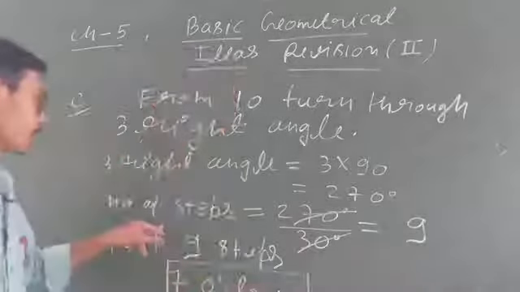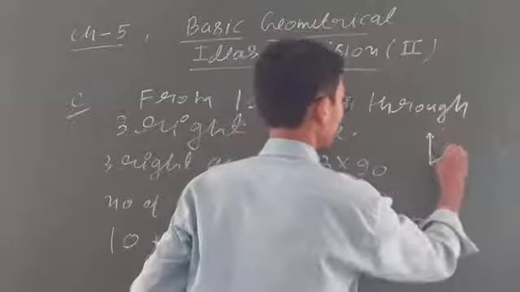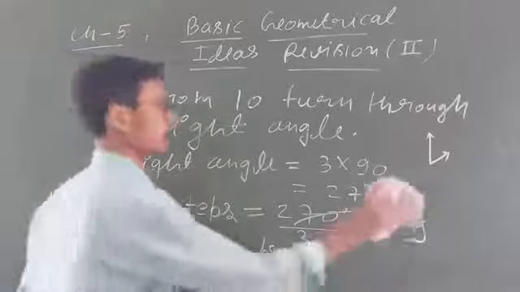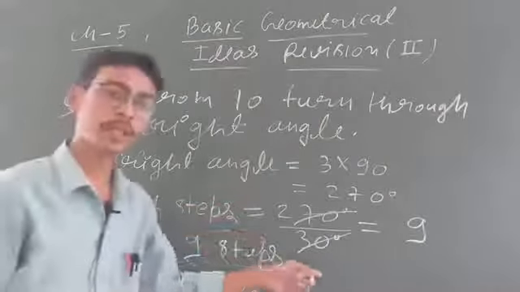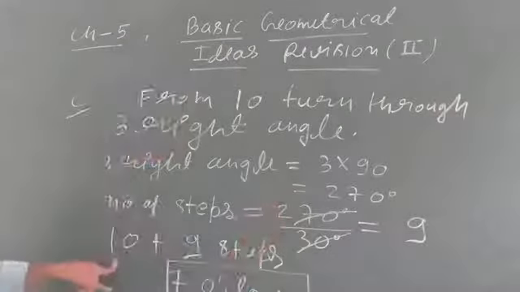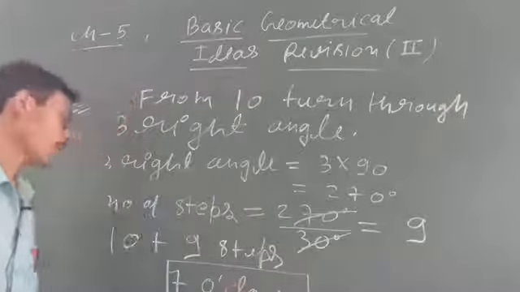Now you have to find the number of steps. I explained in minute and in hour, at every step there is an angle of 30 degrees. Yesterday I explained by making a clock. So number of steps equals 270 upon 30. Sorry, 9 steps. From 10 plus 9 steps, so 10 plus 9 steps you will count. It will come 7 o'clock.